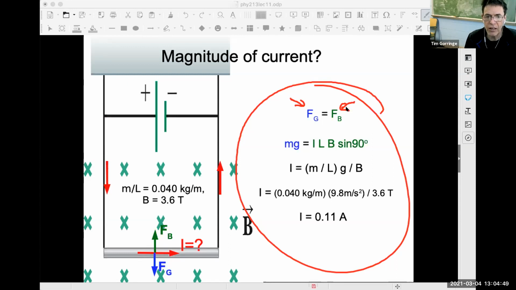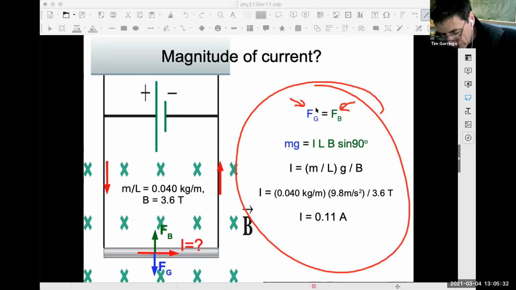So there's a question in chat, is Fb always Fg? Are these always equal and opposite? No. If you were to change the current in the wire, they would not be equal to one another. This is the special case where the wire is floating in the gravitational and magnetic fields. And there's one special current that causes that floating of the wire. That current is what we're trying to figure out. There's only one current that will do this. It's like the magic current that floats the wire.